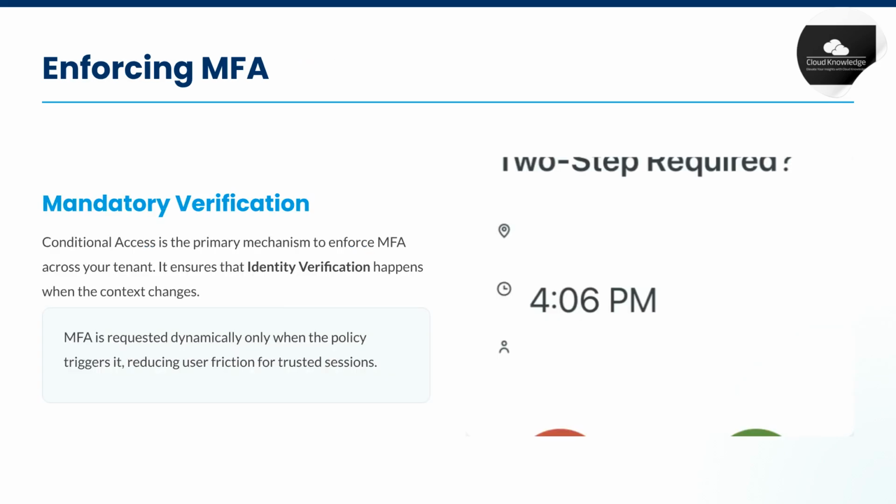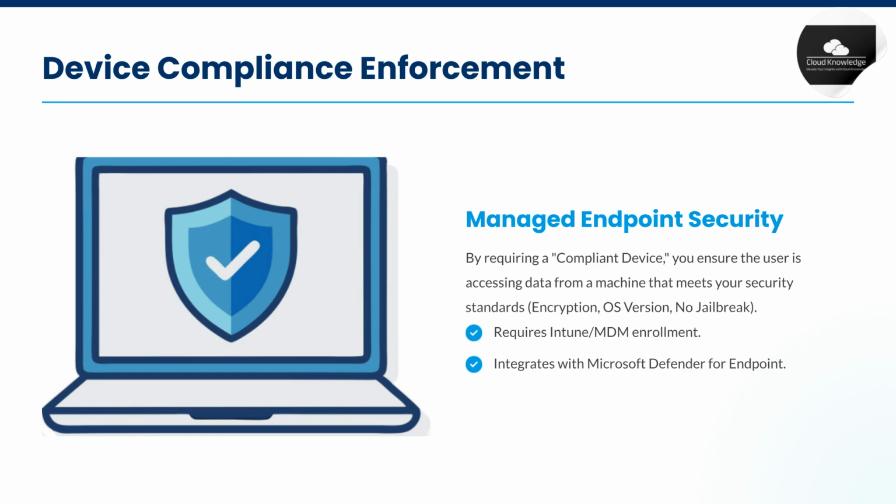Conditional access is the mandatory verification mechanism for enforcing MFA. It ensures that identity verification occurs when the context changes, requesting MFA dynamically only when policies trigger it. Device compliance enforcement requires a, quote, compliant device, ensuring the machine meets your security standards, such as encryption. This typically requires Intune or MDM enrollment and integrates with Microsoft Defender for Endpoint.